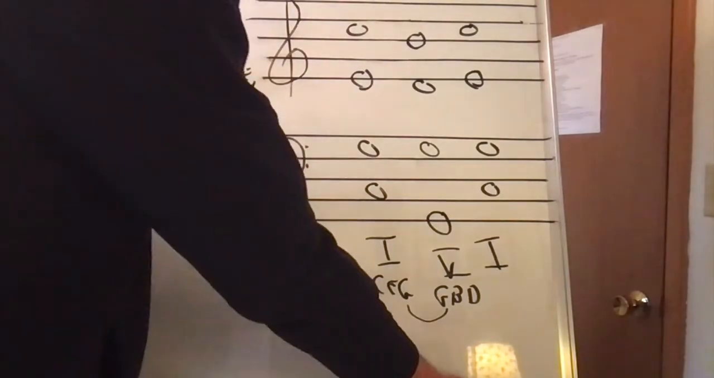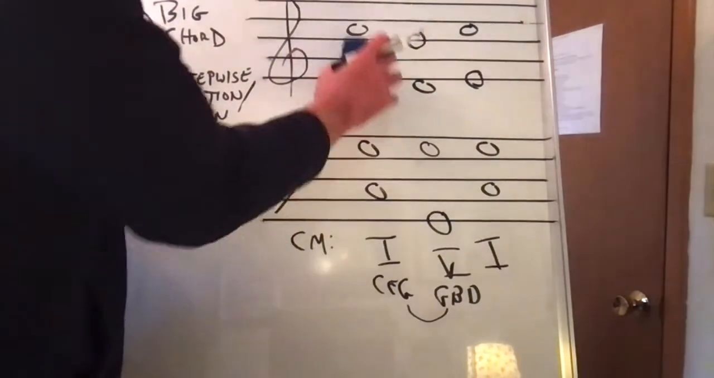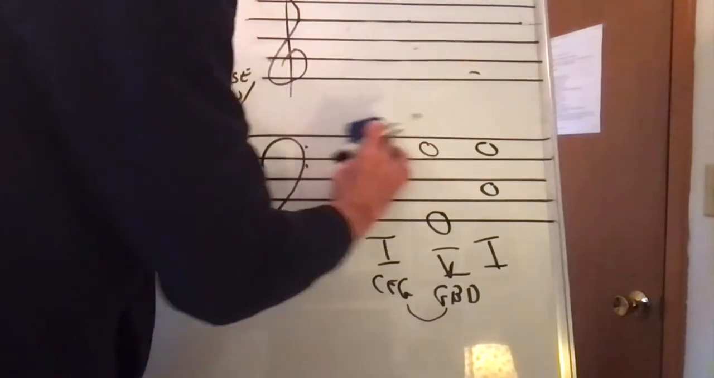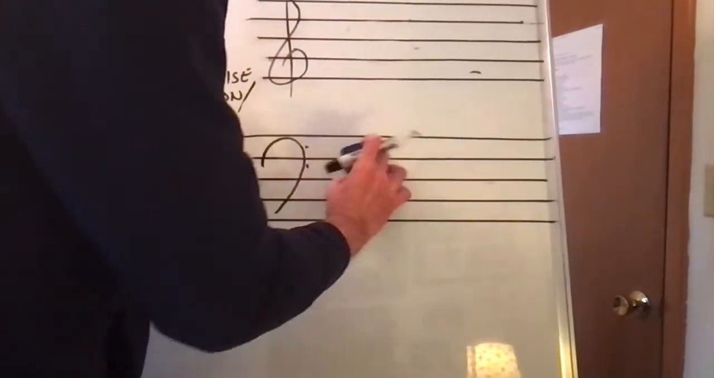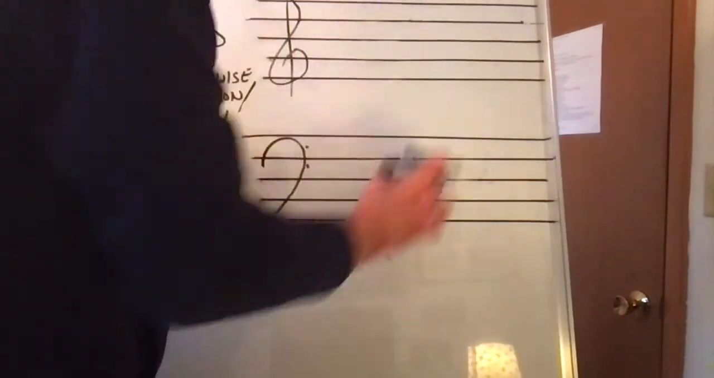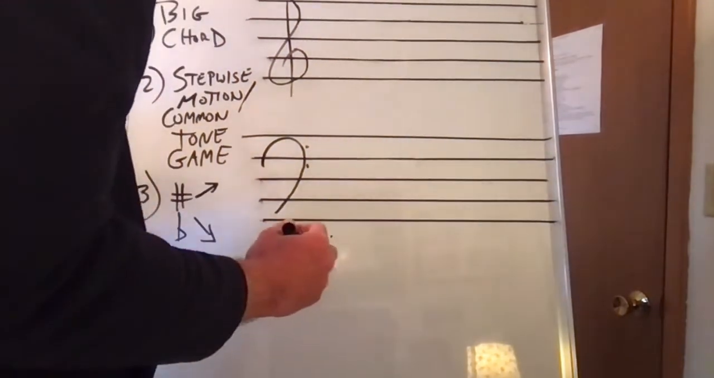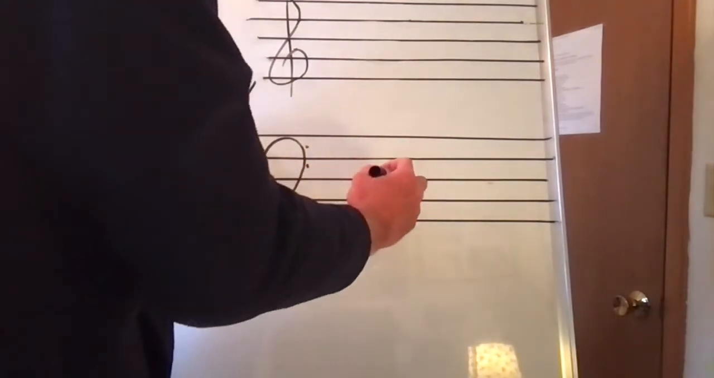Good. Now the third principle. Let's talk about what I mean by sharps going up and flats going down. Obviously, we know that a sharp raises a note and a flat lowers a note. But what I'm talking about is how does a note that is raised resolve? Does it resolve upward or downward? And we'll see, it resolves typically upward.